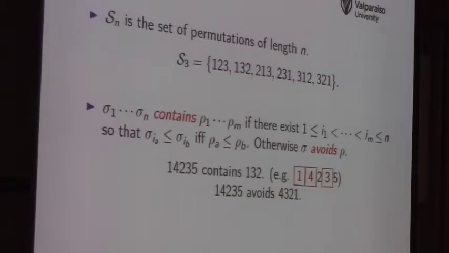So for example, 1, 4, 2, 3, 5 contains 1, 3, 2 because the subsequence you see in boxes appears in small, large, medium order. They don't have to be adjacent positions, they don't have to be consecutive values, they just have to have the same relative order. However, this avoids 4, 3, 2, 1 because there's no decreasing subsequence of length 4.